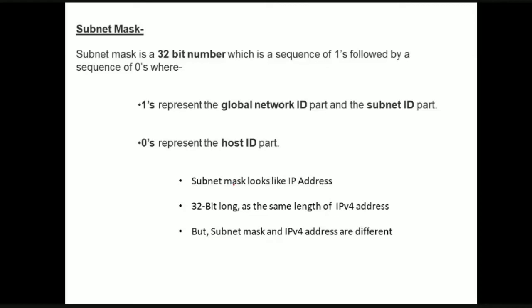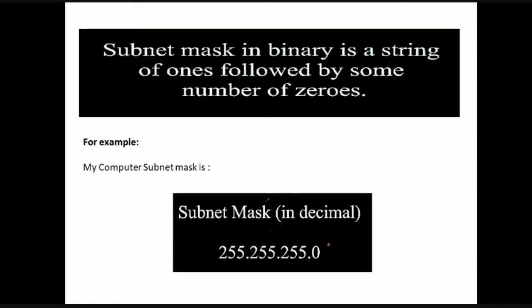So as already discussed, the subnet mask looks like the IP address, right? Now we said that the subnet mask is also 32 bits long. That is, it has the same length as an IPv4 address, but the subnet mask and IPv4 addresses are different from each other. We'll see how they are different. Okay. Now the subnet mask, if it is represented in binary, is a string of ones followed by some number of zeros. That is what we have discussed just now, right? It is a string of ones followed by some number of zeros.